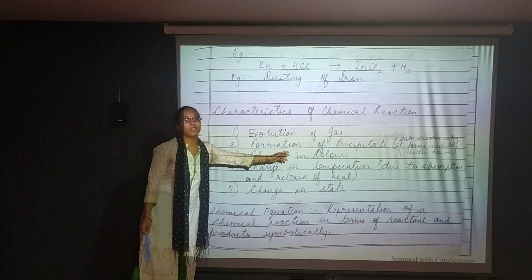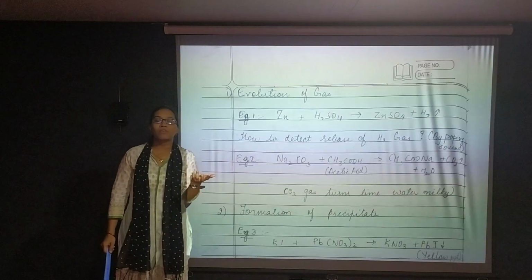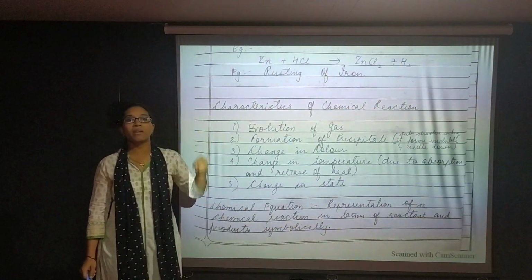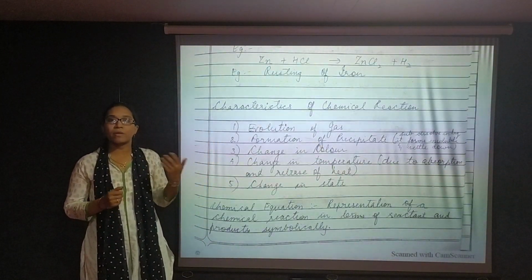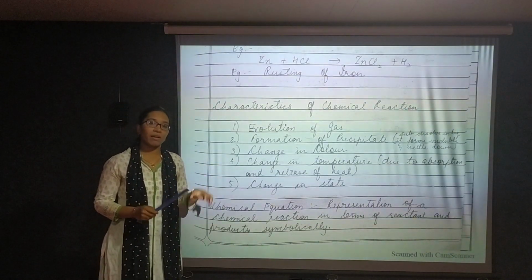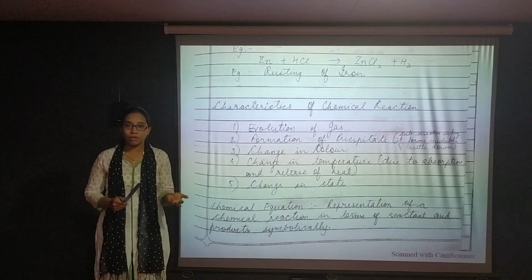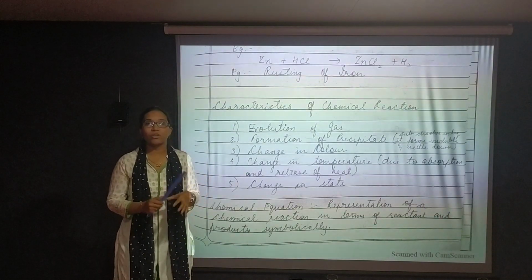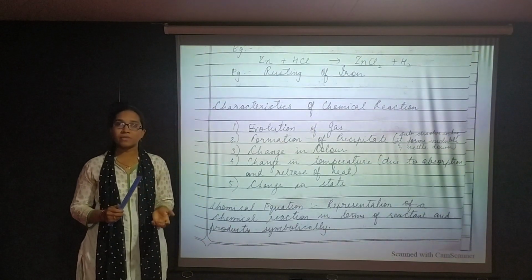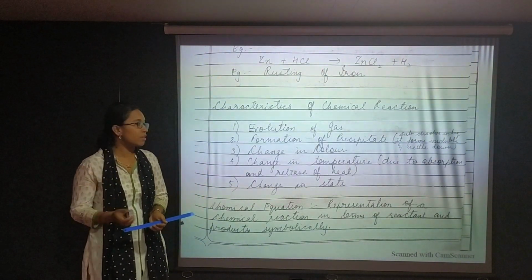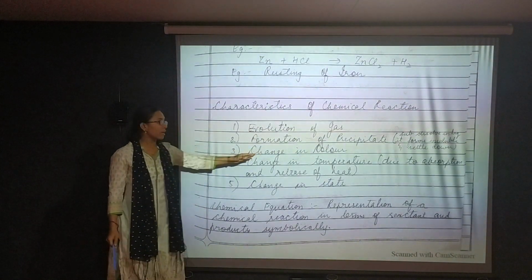Next is change in color. Suppose you are taking a copper sulfate solution and you put an iron nail inside it. You have already done this experiment. When you put the iron nail inside the solution of copper sulfate, after the reaction you will see that the blue color of copper sulfate is changed into a light greenish color. So that is change in color.